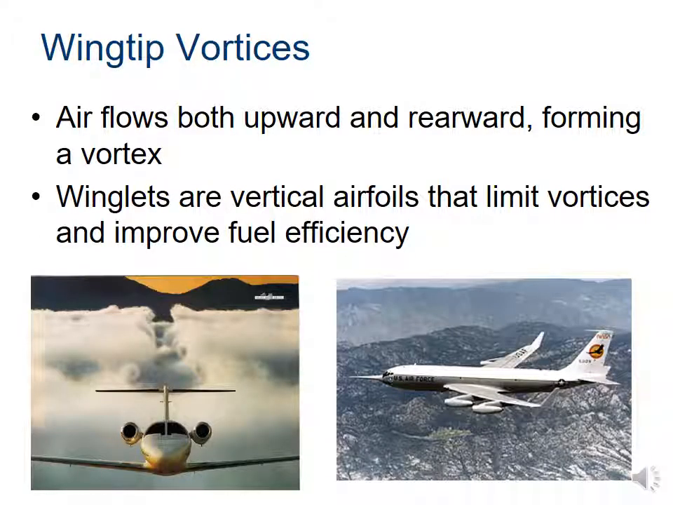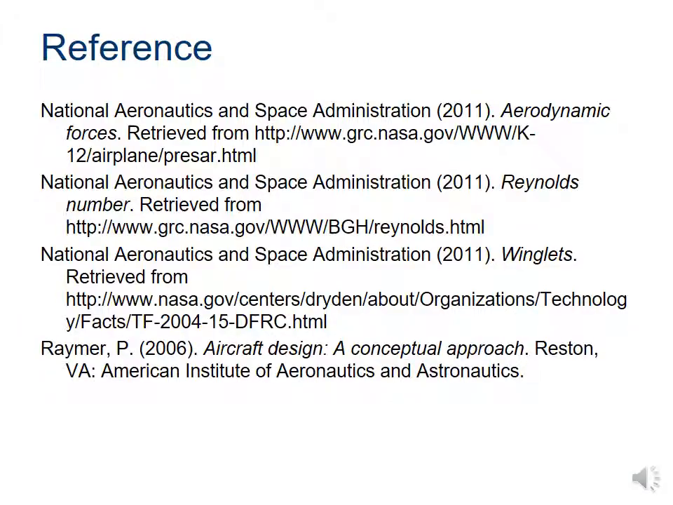The best way to prevent these vortices is to not have a wingtip at all, but obviously this isn't an option. So winglets were invented and implemented to simulate the condition of there being no wingtip. Winglets are vertical airfoils on the end of the wings, which significantly reduce drag due to vortices and improve fuel efficiency. Additional information.